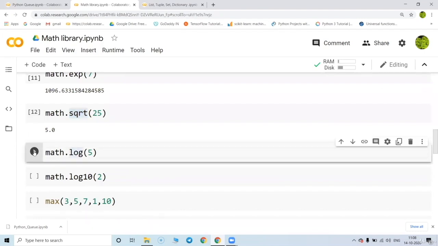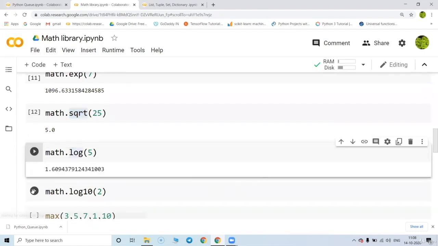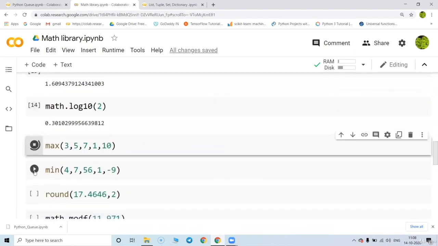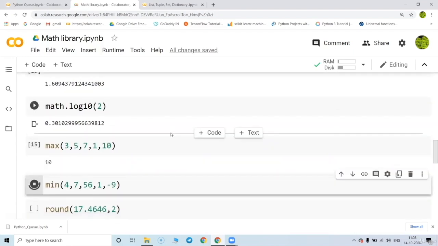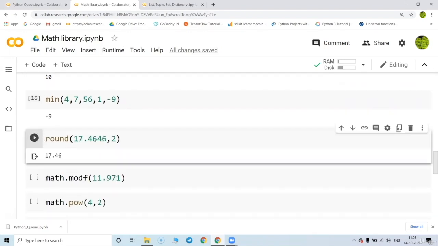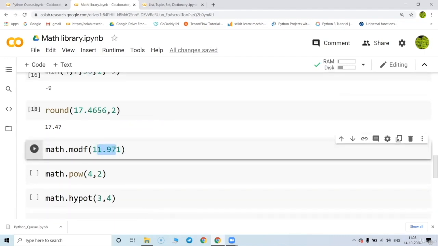You can find the natural log. You can find the log to the base 10. You can find the max value and min value out of that. This is an inbuilt function. You can do a rounding operation. So if I take it here 5, this is going to be 17.47. You can even separate the fractional value and the integer value from this.